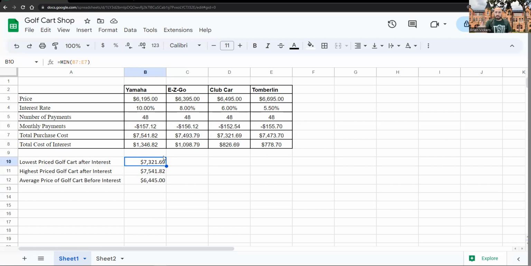So just a little exercise in showing you how interest adds up pretty quickly, and how much that escalates. Even at a seemingly low by comparison 5.5% interest, we're still paying $778 over 4 years to be able to borrow money.